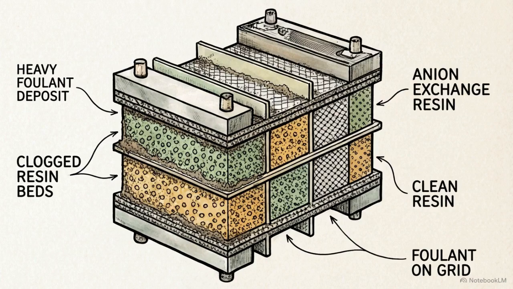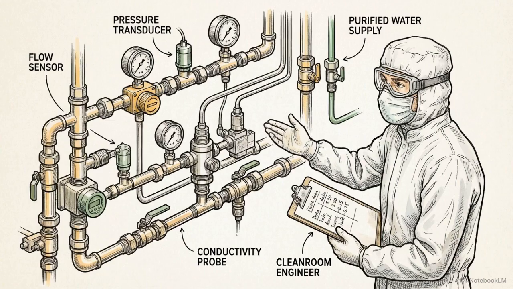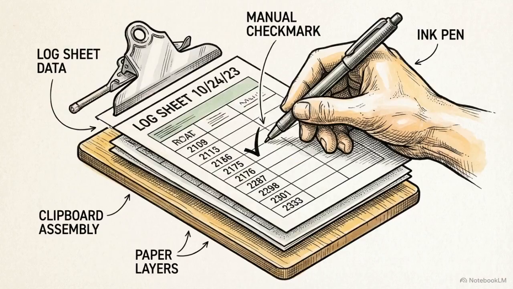Within the EDI, fouled resin beds constitute the primary mechanical failure point. To identify EDI exhaustion, engineers must check the system for fluctuating DC voltages and dropping flow rates. Systematically verifying RO rejection rates and EDI voltages isolates the exact failing component, allowing the team to correct the upward trend before an auditor reviews the logs.